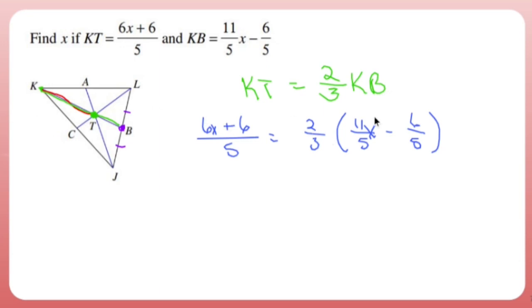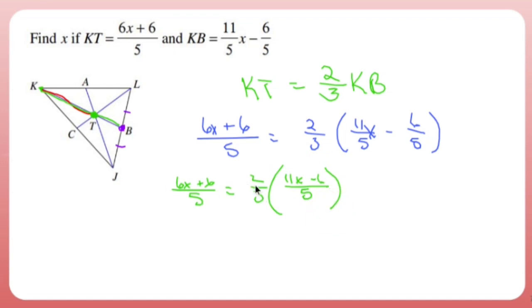Now, what I'm going to do to make my life a little bit easier is I'm going to combine these two. Is it necessary? No, but I'm going to combine these two. I have 6x plus 6 over 5. Nothing's changed there. 2/3, nothing's changed there. 11x minus 6 all over 5, like so.